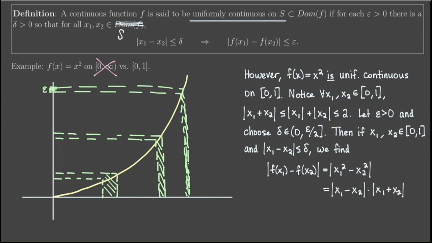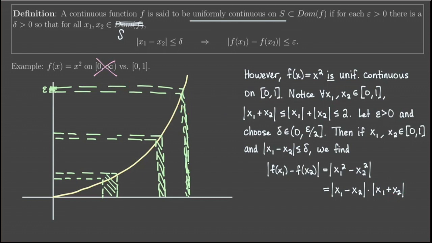So the distance between their outputs is the absolute value of x1 minus x2 times the absolute value of x1 plus x2. The first term is less than or equal to delta because of how we chose x1 and x2. So this term is good. And even if we were looking on the domain from 0 all the way to infinity, this first term would still exist and it would be less than or equal to delta. However, from 0 to infinity, the second term grows without bound. That's why we can't make this proof work on the entire larger domain.